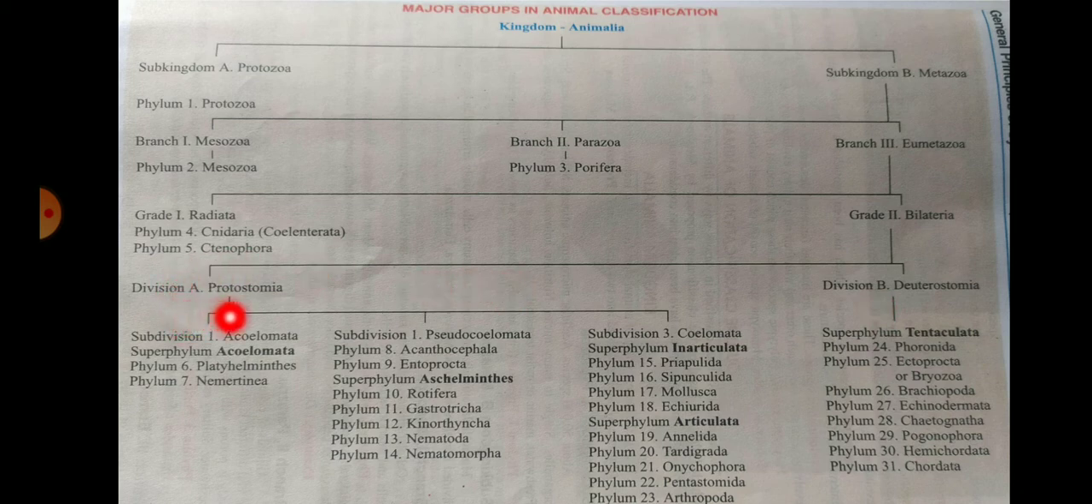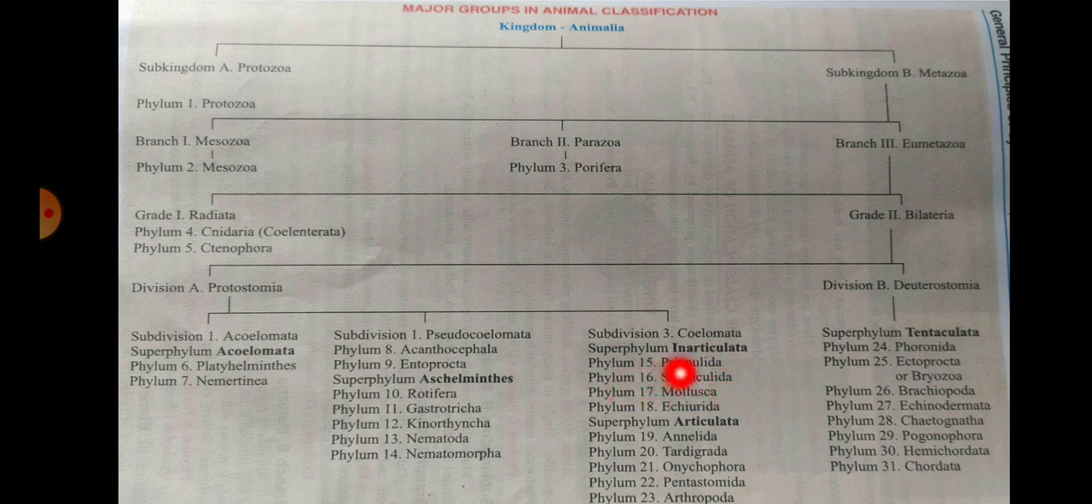Division A, Protostomia, is divided into three subdivisions: subdivision A Acoelomata, subdivision second Pseudocoelomata, and subdivision third Coelomata. First, subdivision Acoelomata consists of one superphylum, Acoelomata, in which we have two phyla, that is, Platyhelminthes and Nemertinea. The second subdivision, Pseudocoelomata, consists of the phyla Acanthocephala, Entoprocta, Aschelminthes, Rotifera, Gastrotricha, Kinorhyncha, Nematoda, and Nematomorpha.